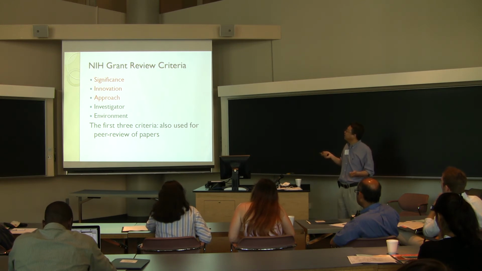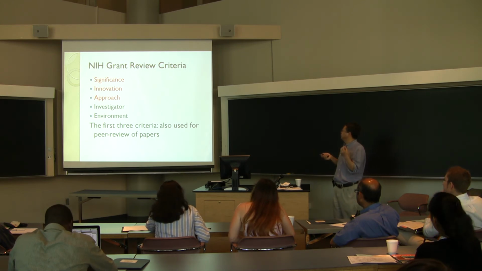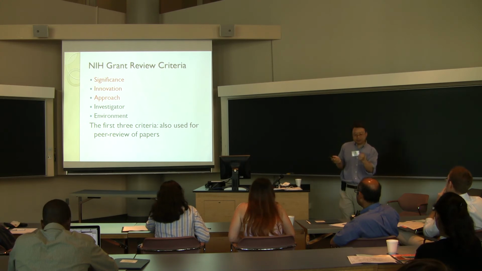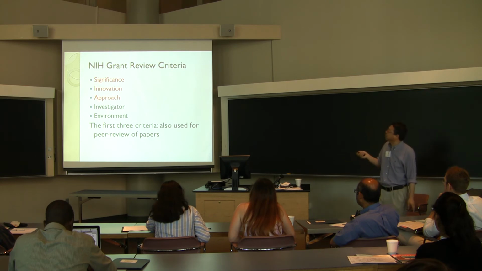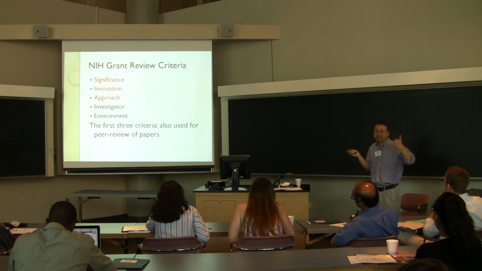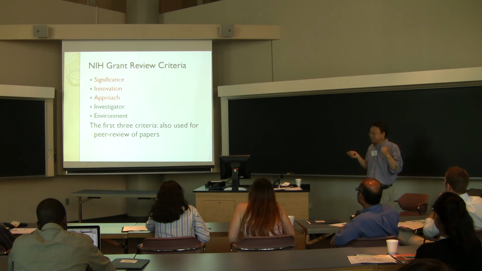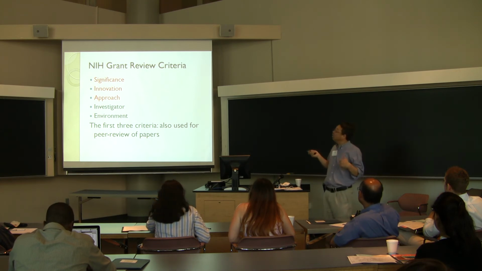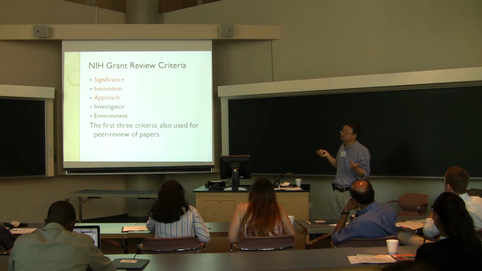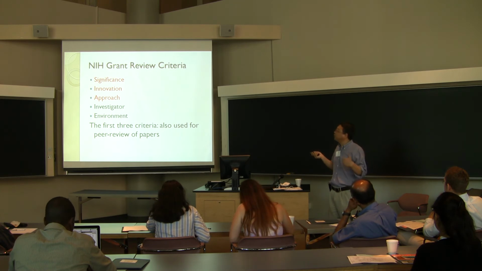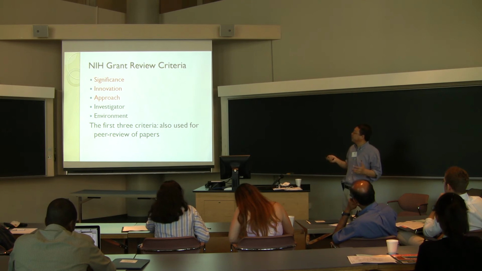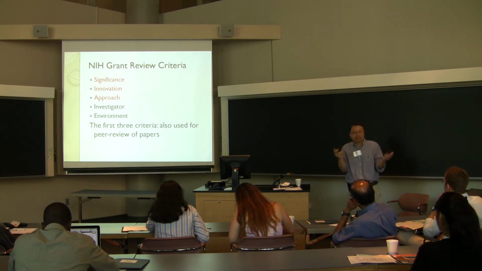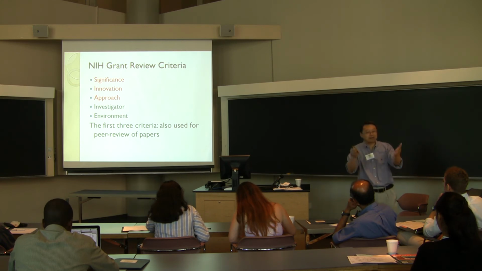When you submit a paper, many of your papers will get rejected. Why? Because they also look at whether your paper addresses a significant scientific question, whether you have innovative ideas and methods, and whether your approach is appropriate. It's the same thing when you review papers or review a grant. These 2 things for grant review, investigator and environment, you cannot change. You are the investigator, whatever background you have.